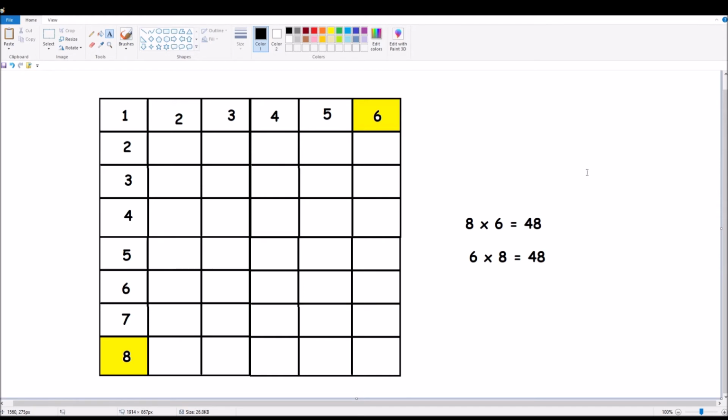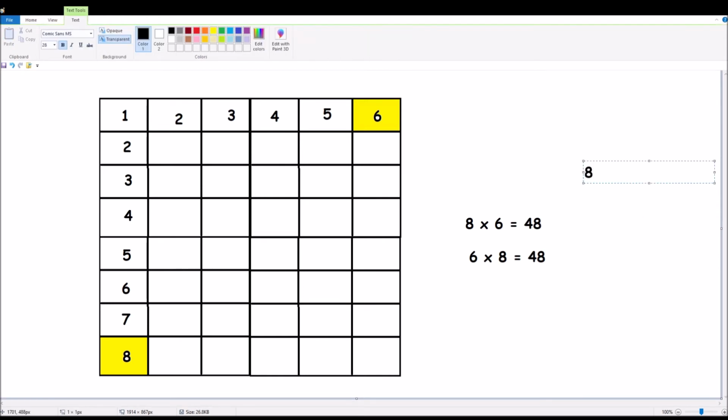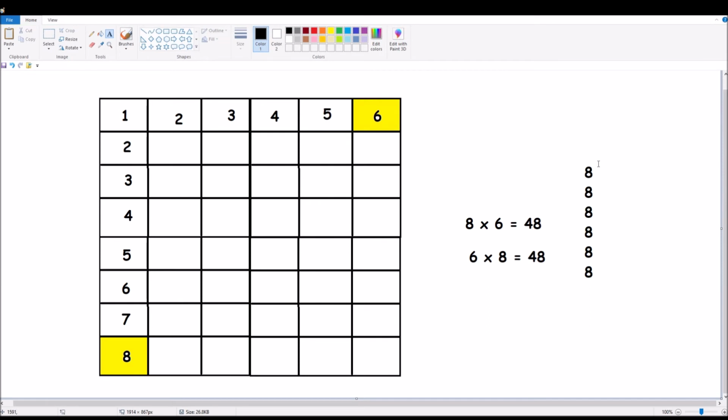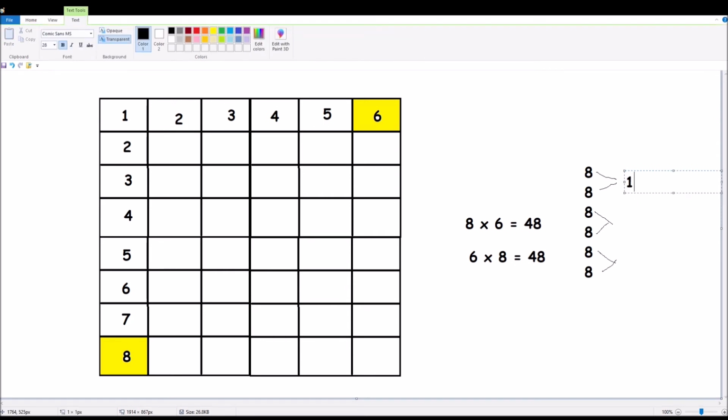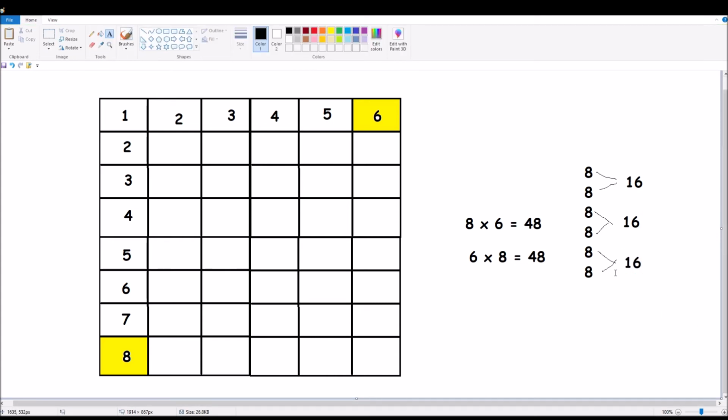Repeated addition. So we could take that 8 and we can add it up multiple times. 8 plus 8 plus 8 plus 8 plus 8 plus 8. All of that added together, if we start adding, let's put our lines out here to the side. Well, we can do 8 plus 8, right? That's easy. 8 plus 8 is equal to 16. 8 plus 8 again is equal to 16. And 8 plus 8 again is equal to 16. Well, then we just have to add our 16s.